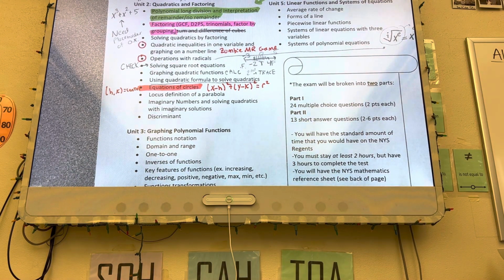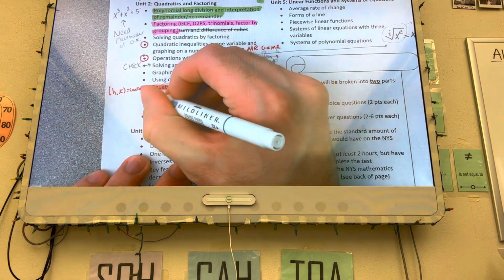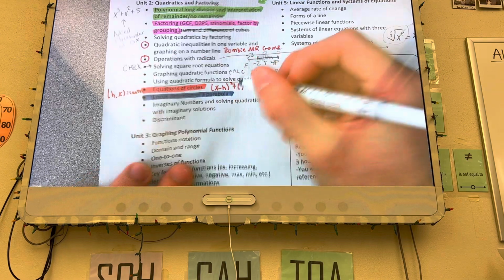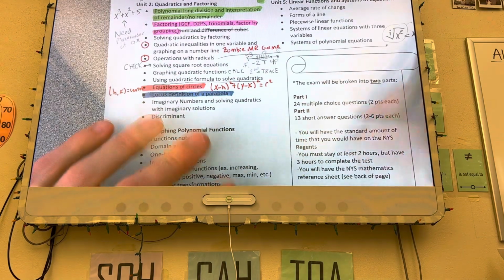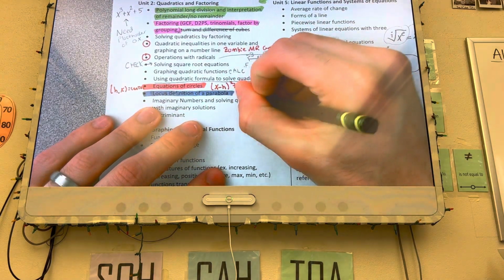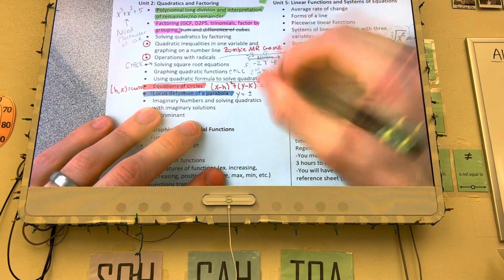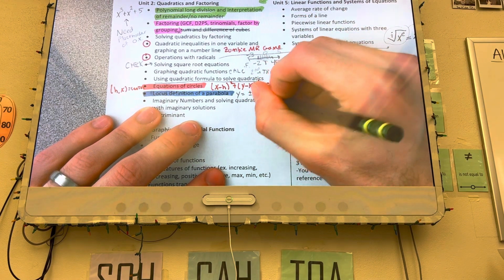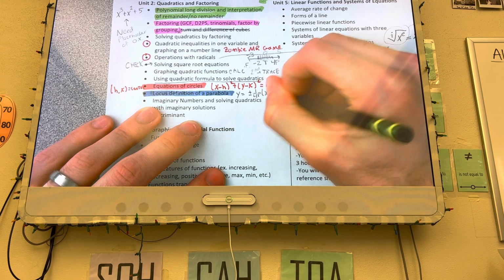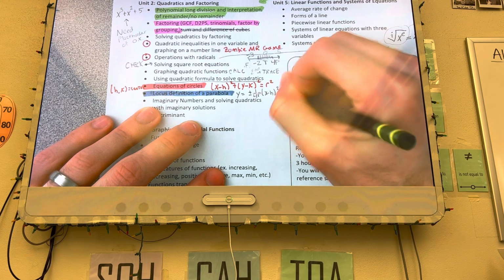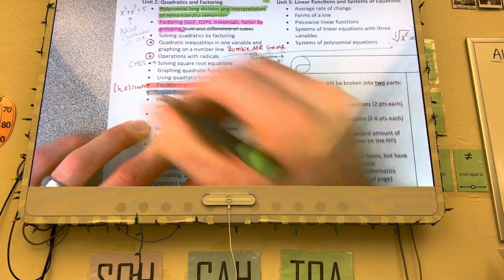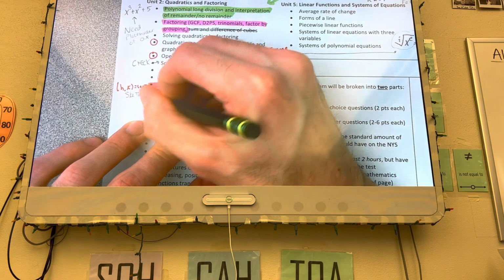Locus definition of a parabola, that you definitely need to know as well. Seen that a lot on the midterm reviews. That was y is equal to plus or minus, depending on whether it's opening up or down, 1 over 4p times x minus h to the second plus k. Always draw a sketch for those.